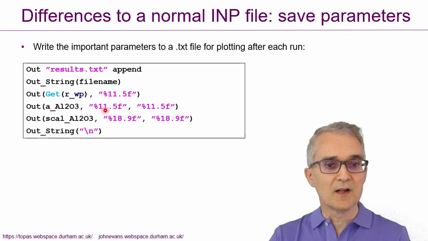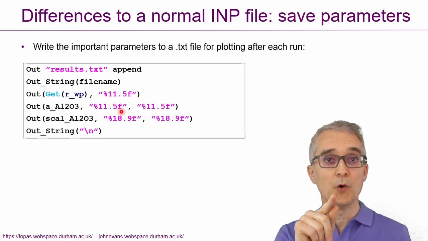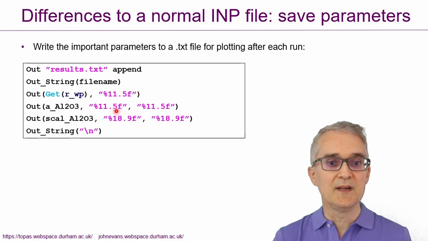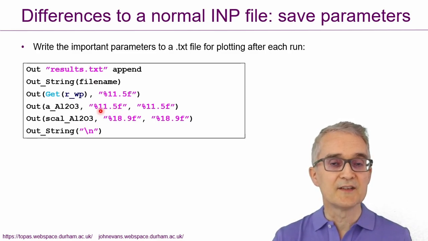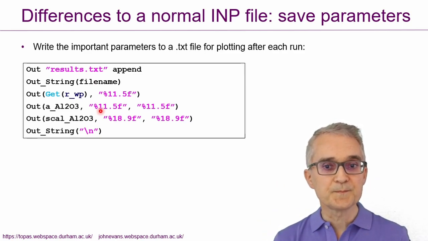So for a string like %11.5f, the f means write a float number, so a number like 1.2345. The 5 tells TOPAS how many numbers you want after the decimal place, and the 11 tells it how wide the number needs to be in total.